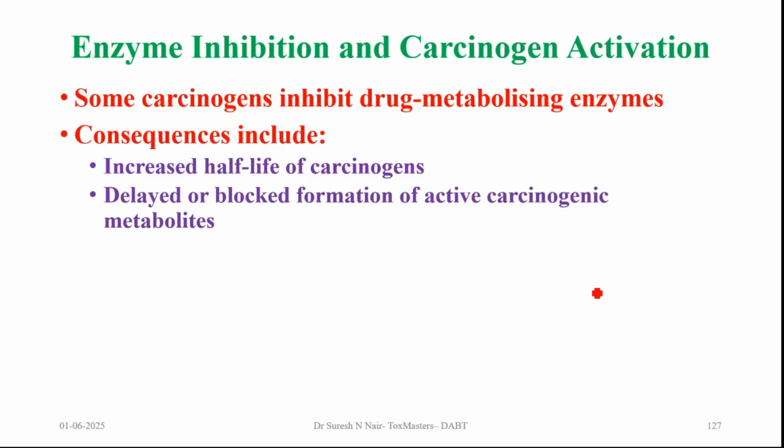Okay. Some carcinogens are capable of inhibiting the drug metabolism. Previously we have seen the activation. Now this is the inhibition of the drug metabolizing enzyme, and that will lead to an increased half-life of the carcinogen. So they get more time to act as tumor promoters or tumor propagators.